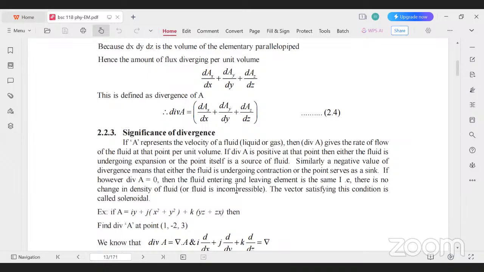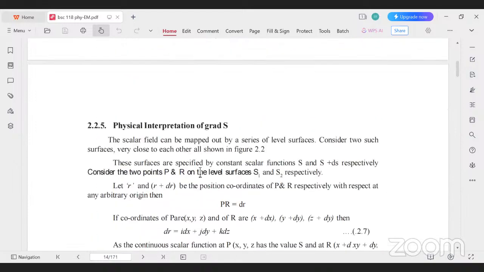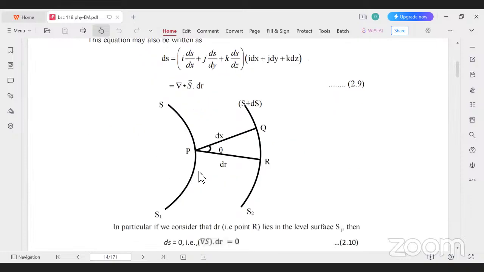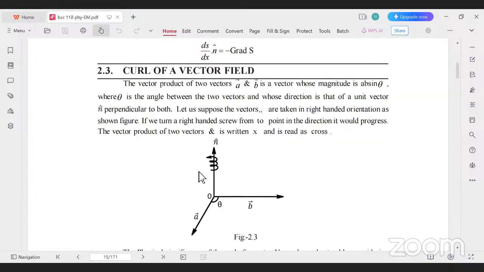Significance of the divergence. What is the gradient of a scalar? This I'll explain in the next class also. All this we will discuss. Within 10 to 15 minutes we'll complete this, and next, curl of a vector.